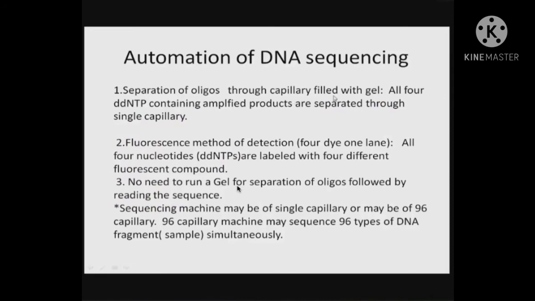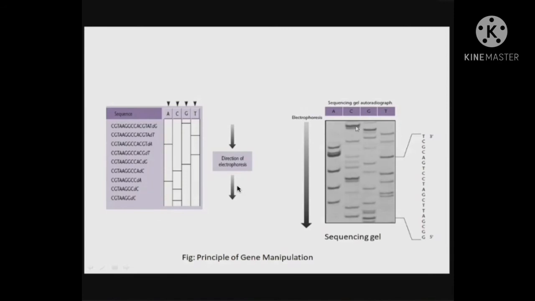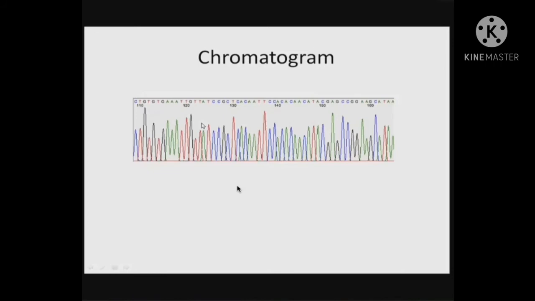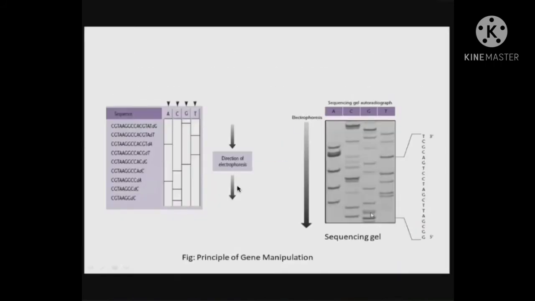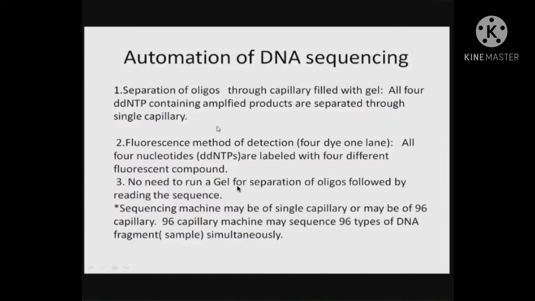So separation of oligos through capillary filled with gel. All 4 ddNTP containing amplified products are separated through a single capillary. So here they are using 4 lanes, in automated a single lane. Here there is a slab gel. This is known as slab gel. In automated, they use a capillary filled with a matrix which can separate oligonucleotides based on their size. So they use a capillary for separation of the amplified product, and then all the 4 nucleotides are conjugated with 4 different color dyes, so that one can easily see, based on the color, what the nucleotide is.